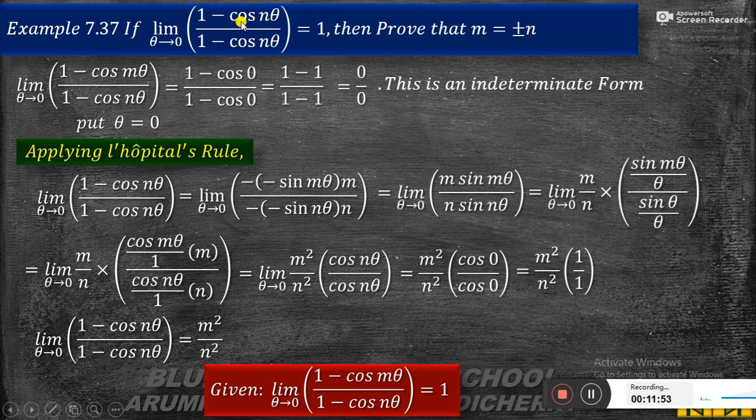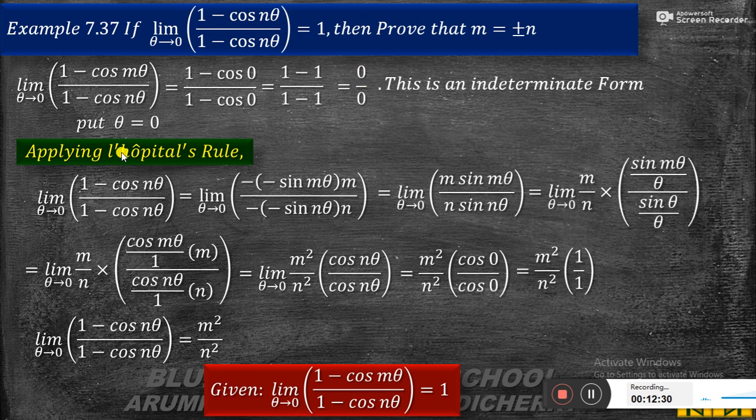First I write the given limit: the limit as theta tends to 0 of 1 minus cos m theta by 1 minus cos n theta. Now I substitute theta equal to 0: 1 minus cos 0 by 1 minus cos 0. Cos 0 is 1, so 1 minus 1 by 1 minus 1, which is 0 by 0. 0 by 0 is an indeterminate form, which means we can't define this. So after this indeterminate form, we apply L'Hopital's rule.